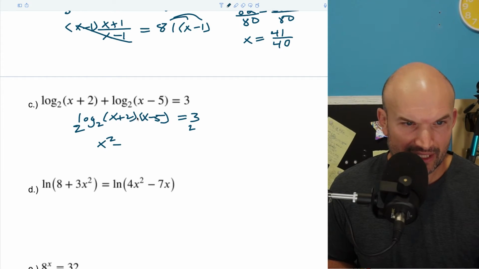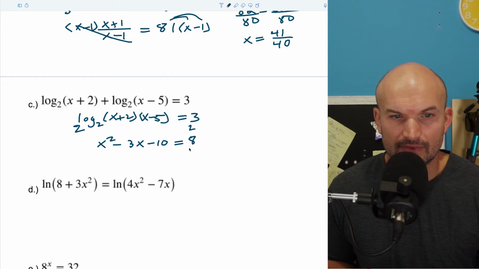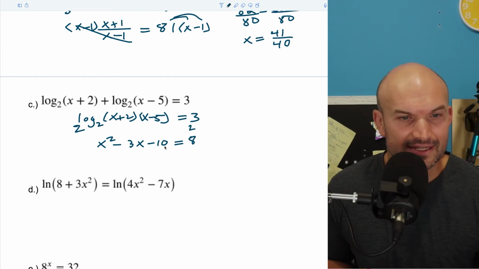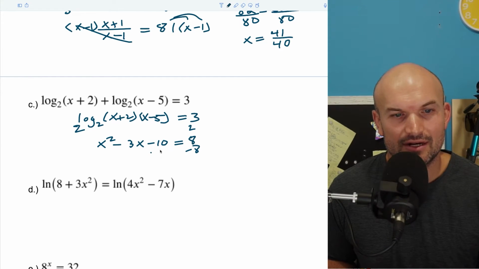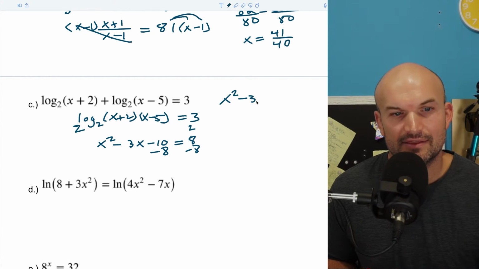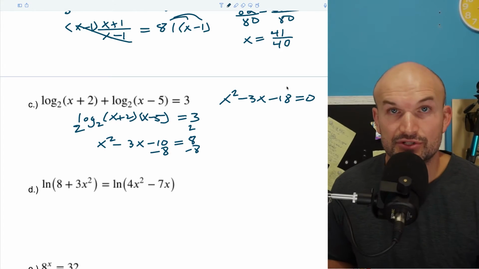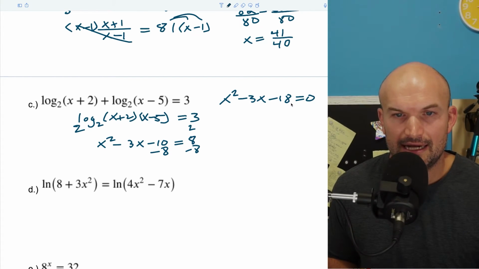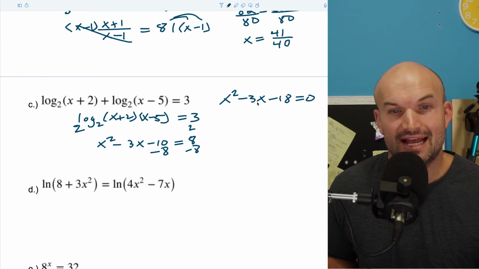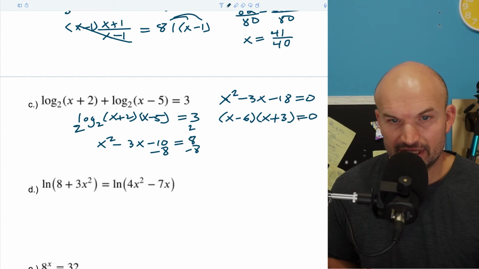Let's see, that's going to be a 2, so that'd be minus 3x. Minus 10 is going to equal 8. That is not an 8. Yeah, it's an 8. Then let's go ahead and subtract that over here. So now I have x squared minus 3x minus 18 is equal to 0. Okay, so now I need to go ahead and factor this. What two numbers multiplied to give me negative 18, add to give me negative 3? And that's going to be x minus 6 times x plus 3 is going to equal 0.